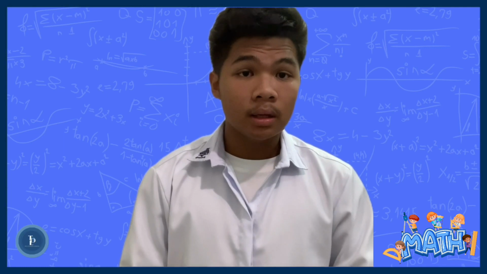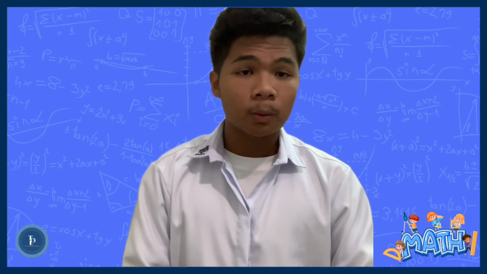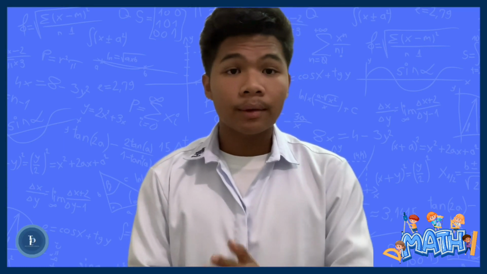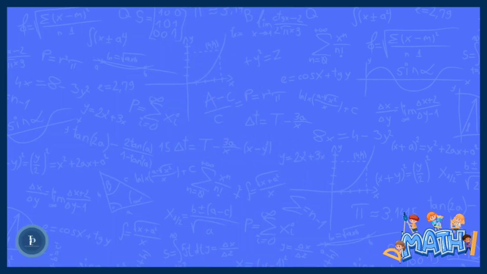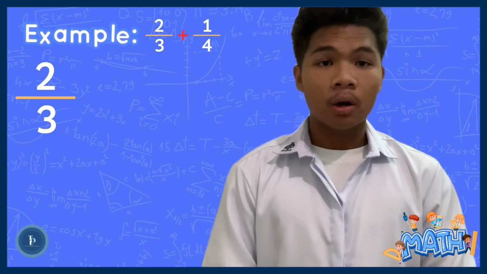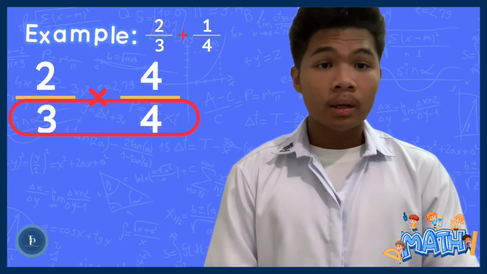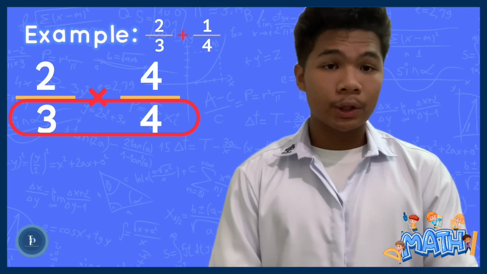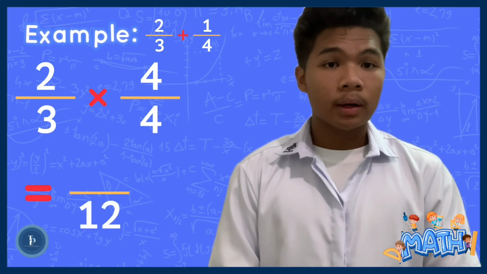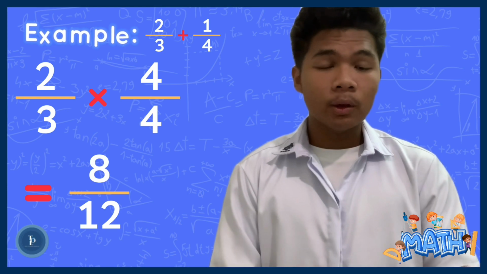Once we know the LCD, we have to figure out which whole fraction we need to multiply to our unlike fraction to get the equivalent fraction with that common denominator. So, 2 over 3. We'll be using 4 over 4 since 4 times our denominator, which is 3, is equivalent to our common denominator, which is 12. So 4 over 4 times 2 over 3 is 8 over 12.